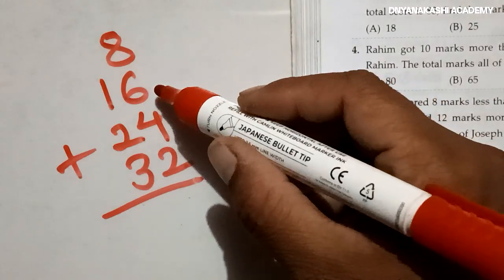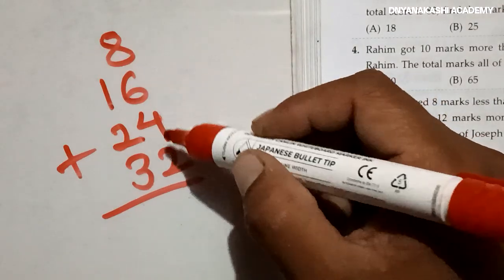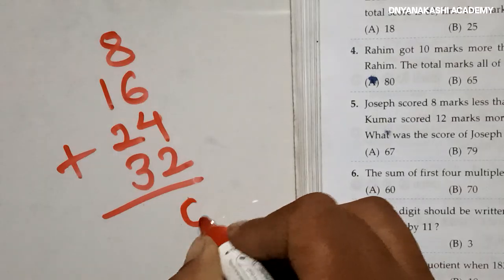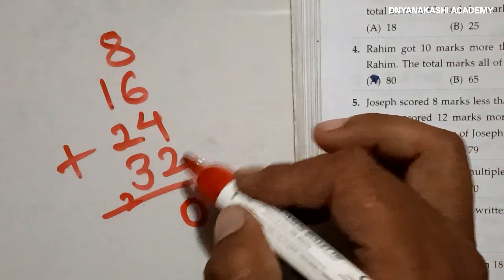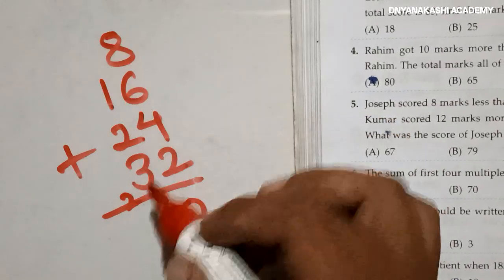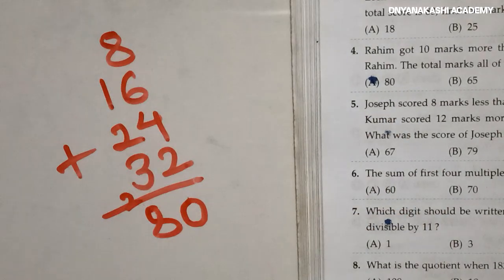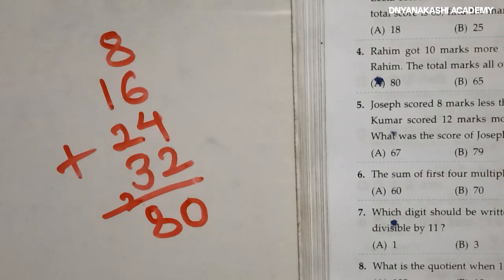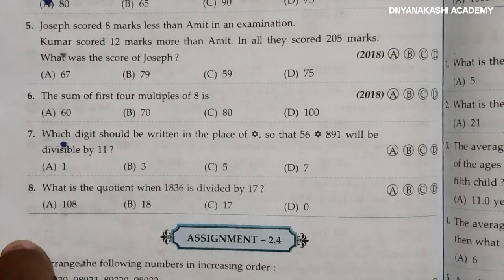Sum of these numbers. Okay, 6 plus 4 is 10, and 8 plus 2 is also 10. This one is 20, carry right here. And 2 plus 3 is 5, 5 plus 2 is 7, 7 plus 1 is 8. Okay, 80 is our answer. Is it correct or not? Check here. Our answer, option C, is correct here.